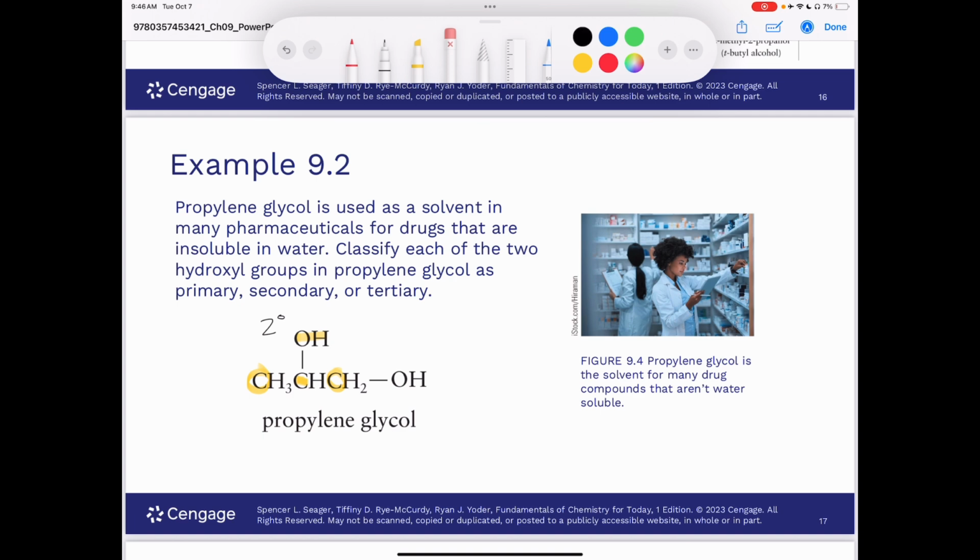Now I'm just going to erase my scribbles that I put here, and I'll highlight the other alcohol in green. Well, here's my carbonyl carbon. How many carbons is it directly attached to? It's only attached to 1. And so that means that this hydroxyl that I have highlighted in green would be a primary alcohol. And so that's all there is to do for identifying an alcohol as being primary, secondary, or tertiary.